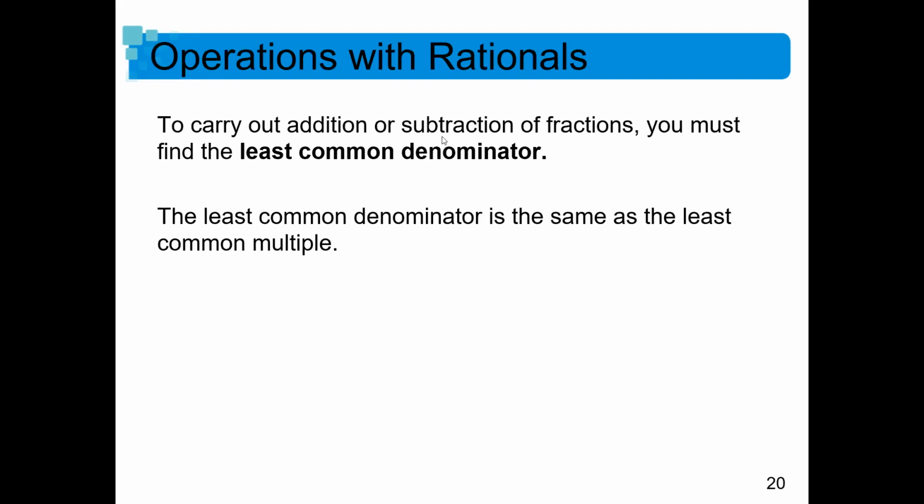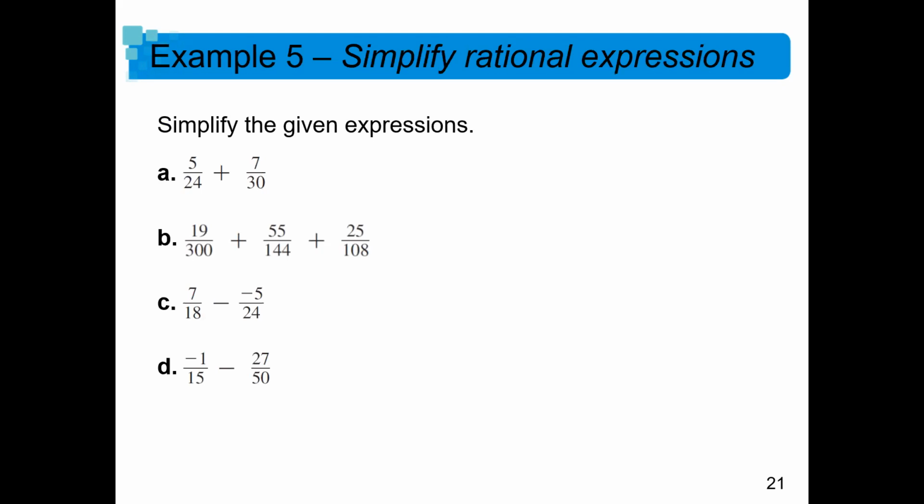Operations with rationals. To carry out addition or subtraction of fractions, you must find the least common denominator, LCD. The least common denominator is the same as the least common multiple. So the rule is that you really can't add the numerators and add the denominators. You'll come away with the wrong fraction. So you have to make sure that both or all three fractions have the same denominators.